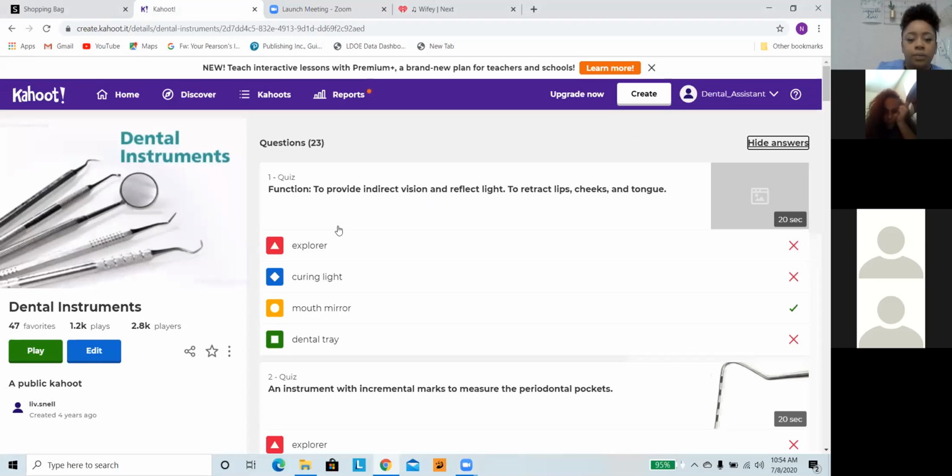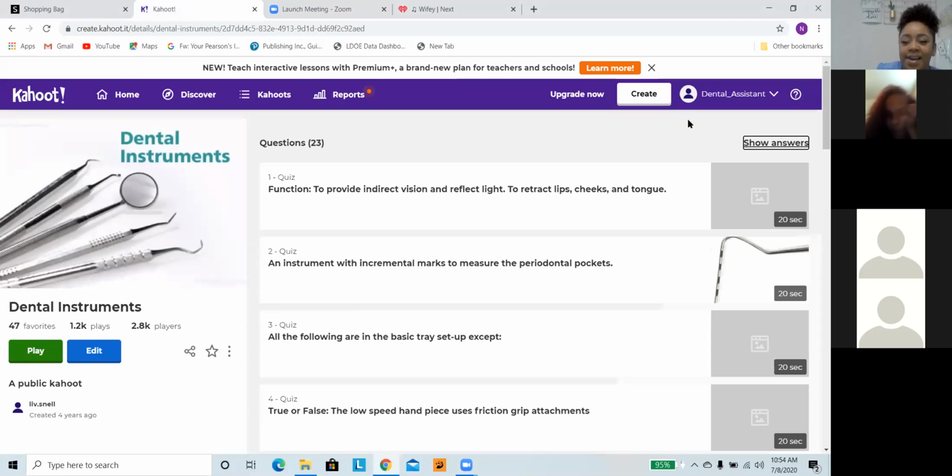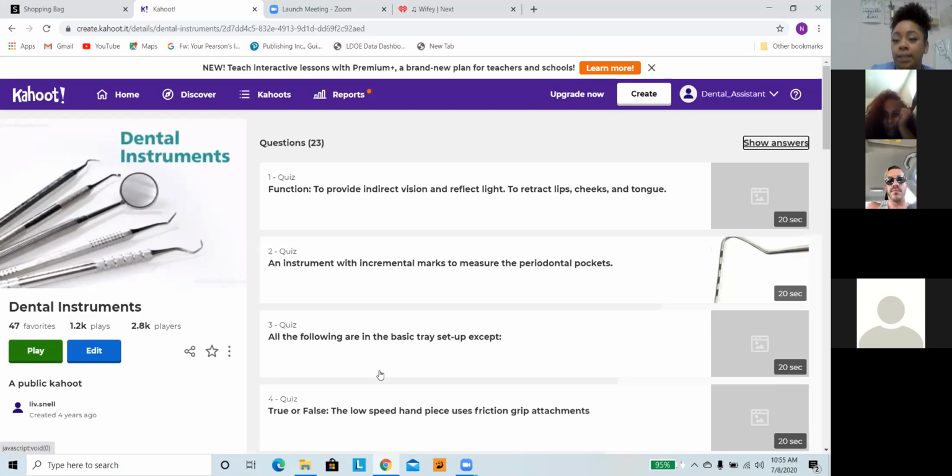All right, dental assistants, we are going to go over some questions on Kahoot. Let me hide my answers. This questionnaire is about dental instruments. In the lab, we go over a lot of different instruments, identifying them. First, we go through the phase of learning the instrument. Once we learn what it is, then we focus on the functions and why we actually use the instrument, okay?